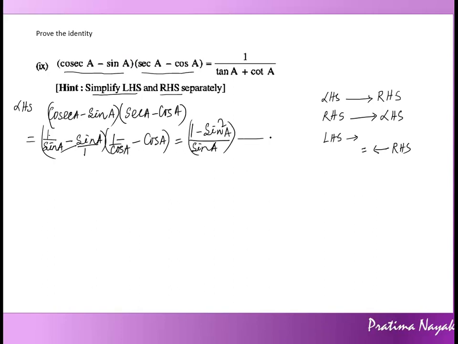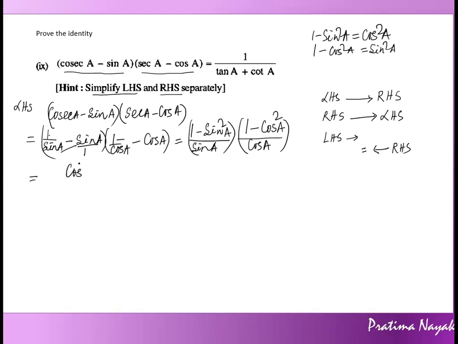Simplify this one. What is the LCM? LCM will be cos A. It will be 1 minus cos square A. What is 1 minus sine square A? If you recall the formula, 1 minus sine square A is equal to cos square A. And 1 minus cos square A is equal to sine square A. So this will be cos square A upon sine A, and the next term will be sine square A upon cos A.